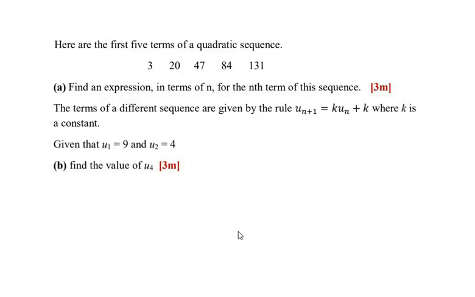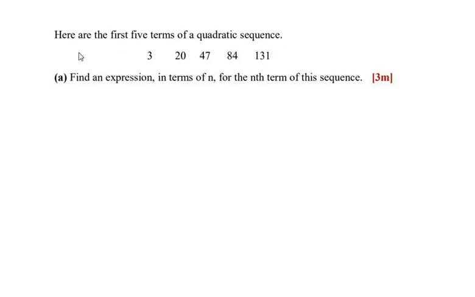In this video we are going to solve a question from sequences. Now this question has two sub-questions. So let us start with the first sub-question now. Here are the first 5 terms of a quadratic sequence. Find an expression in terms of n for the nth term of this sequence.